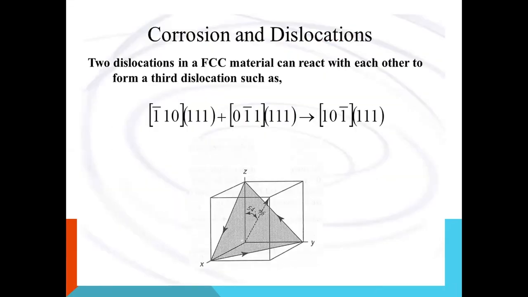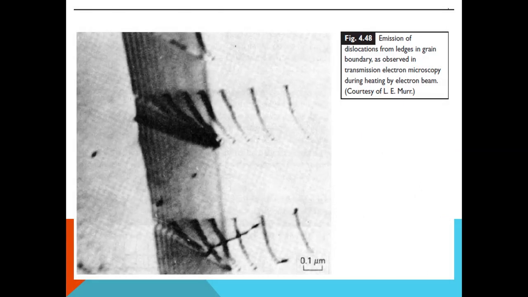Corrosion and dislocations. Two dislocations in a face-centered cubic material can react with each other to form a third dislocation, such as in the example where two dislocations react to form a third dislocation. Emission of dislocations from layers in a grain boundary, as observed in transmission electron microscopy.